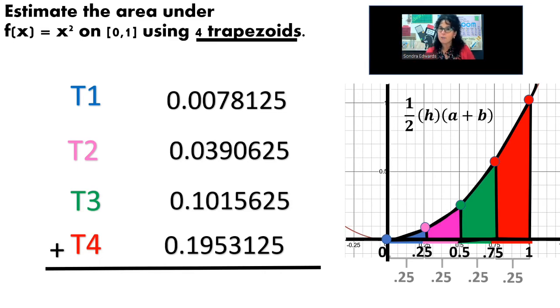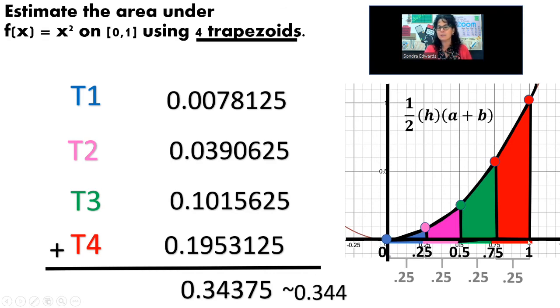We add all 4 of those together. And then at the very end, if you would like to round, that's fine. Maybe I go out 3 place values, because on the AP exam, you want to be accurate to 3 place values. So I'll go 7 makes that become a 4, and I'll say the area underneath the curve, x squared, on the interval from 0 to 1 using the trapezoidal method is about 0.344.